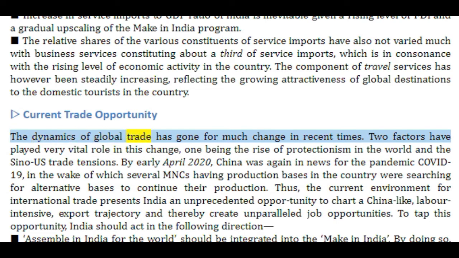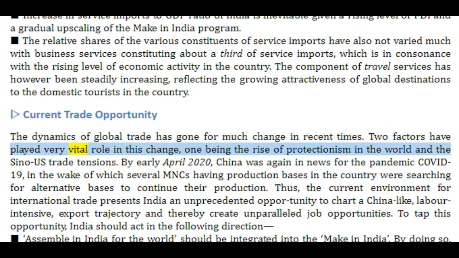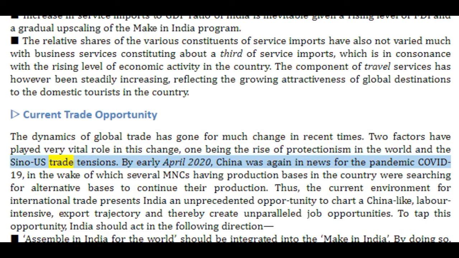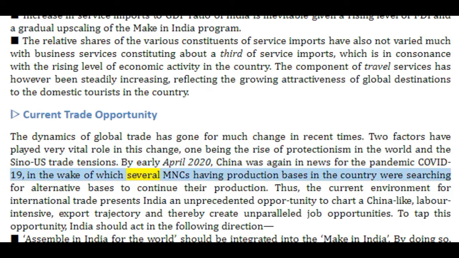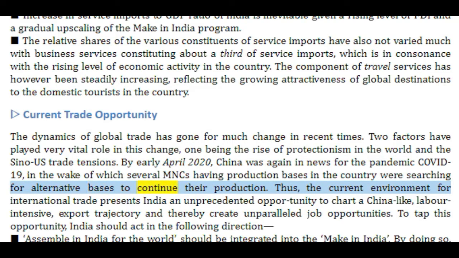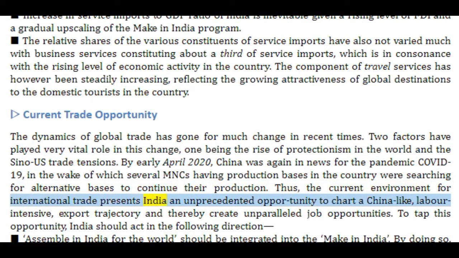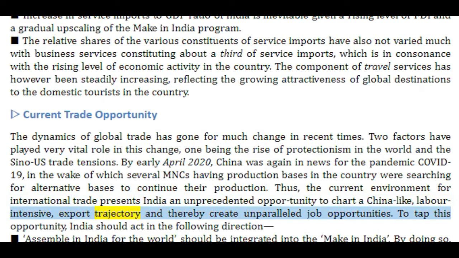The dynamics of global trade has undergone much change in recent times. Two factors have played a very vital role in this change, one being the rise of protectionism in the world and the Sino-US trade tensions. By early April 2020, China was again in news for the pandemic COVID-19, in the wake of which several MNCs having production bases in the country were searching for alternative bases to continue their production. Thus, the current environment for international trade presents India an unprecedented opportunity to chart a China-like, labor-intensive, export trajectory and thereby create unparalleled job opportunities.